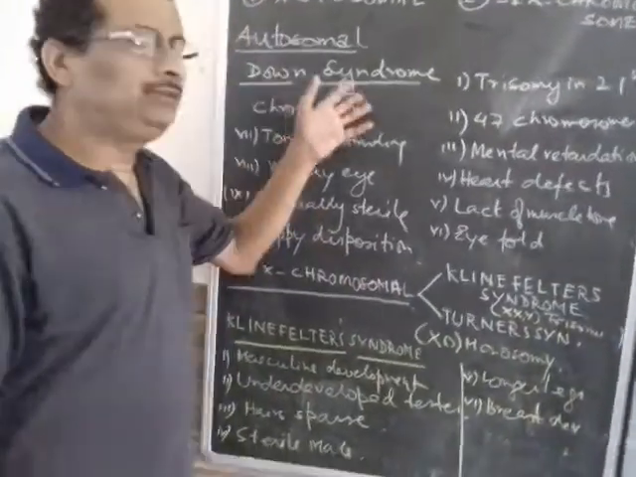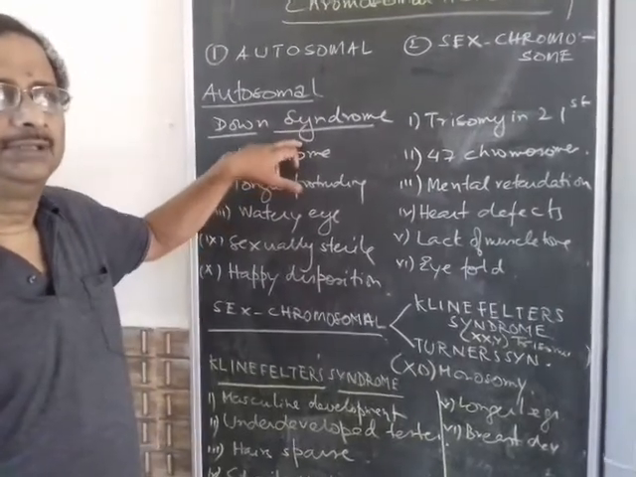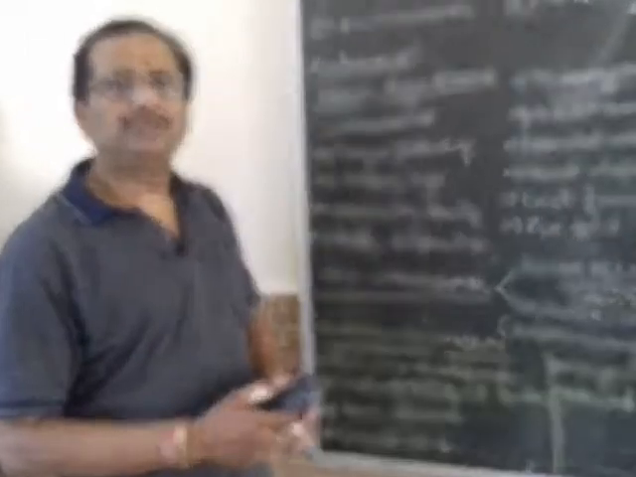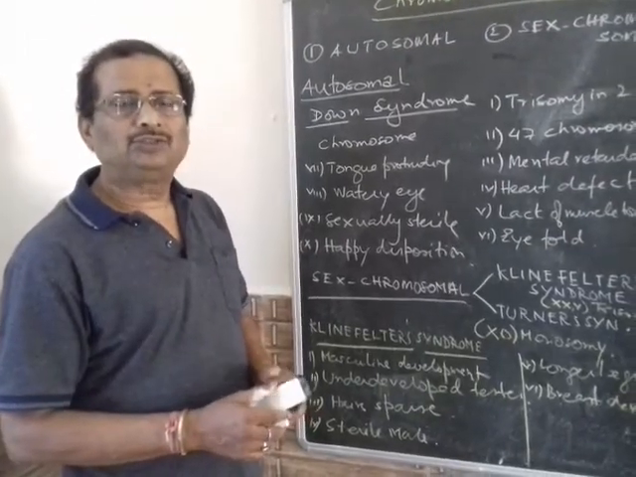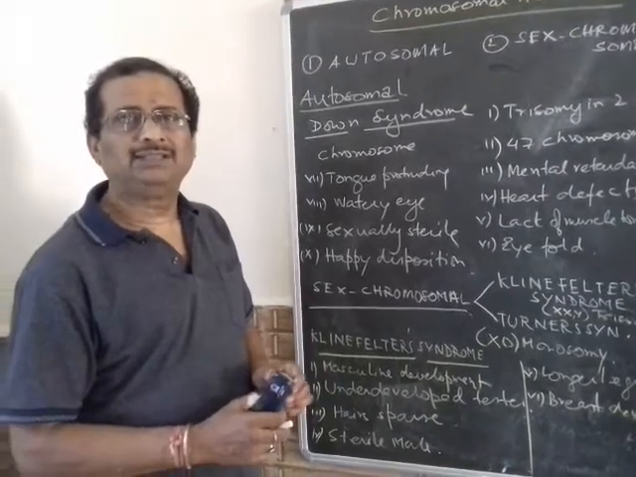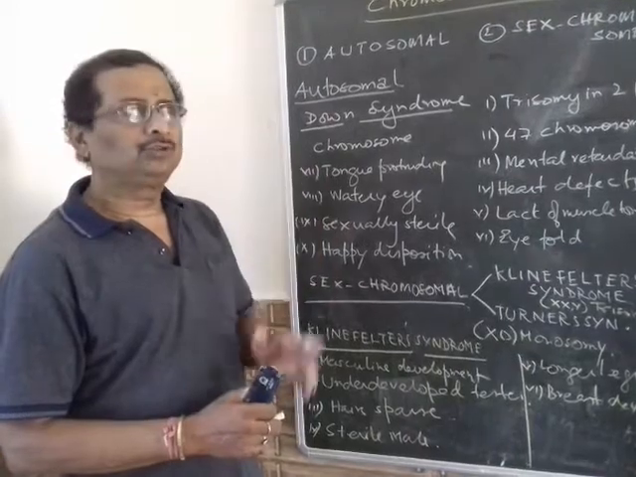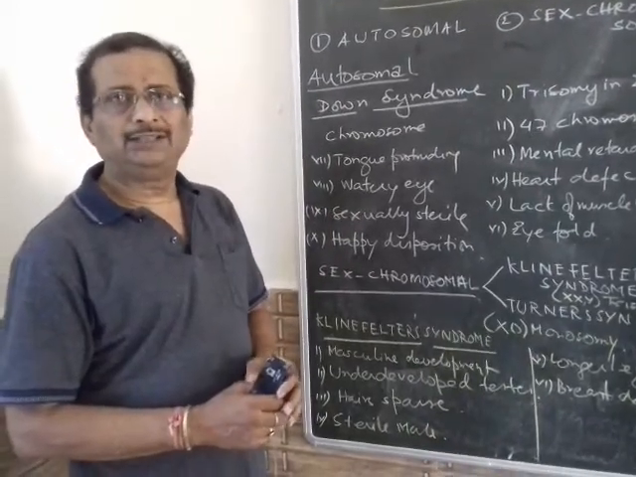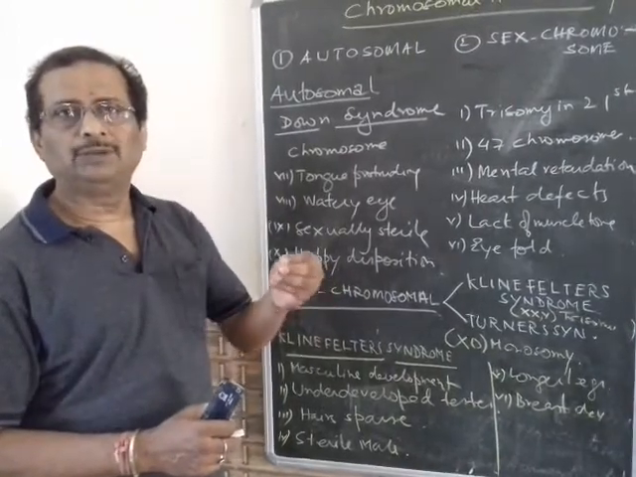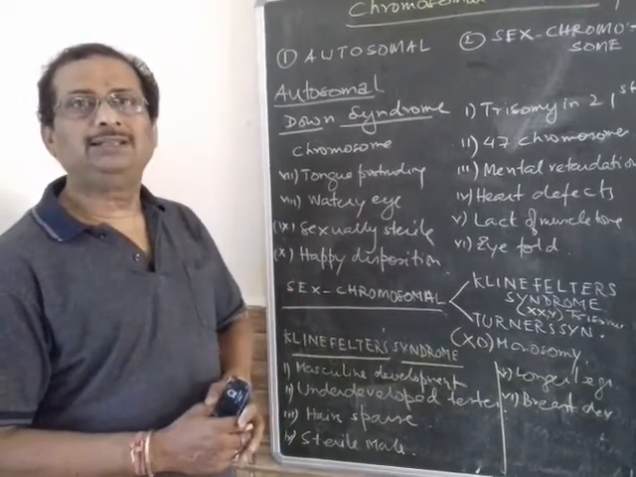Now we are going to discuss the autosomal anomaly or abnormality, which is called Down syndrome. Down syndrome is called a trisomy. Trisomy means there is usually one extra autosomal chromosome in the 21st chromosome. Then the total number of chromosomes is 47 instead of the normal 46 chromosomes. Now this leads to a serious abnormality in the children.